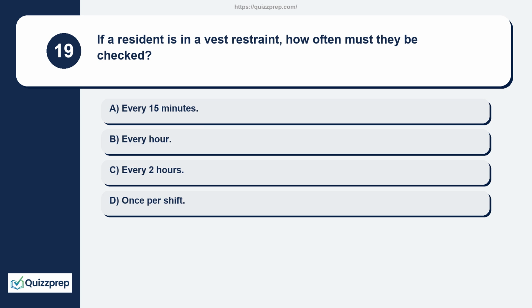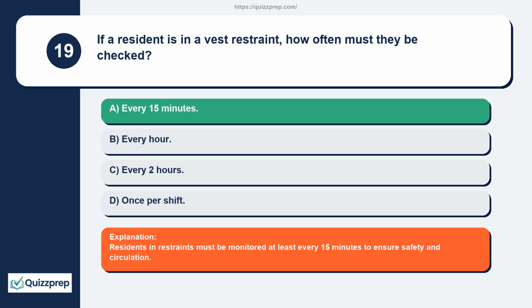Question 19. If a resident is in a vest restraint, how often must they be checked? Every 15 minutes, every hour, every 2 hours, once per shift. Residents in restraints must be monitored at least every 15 minutes to ensure safety and circulation.